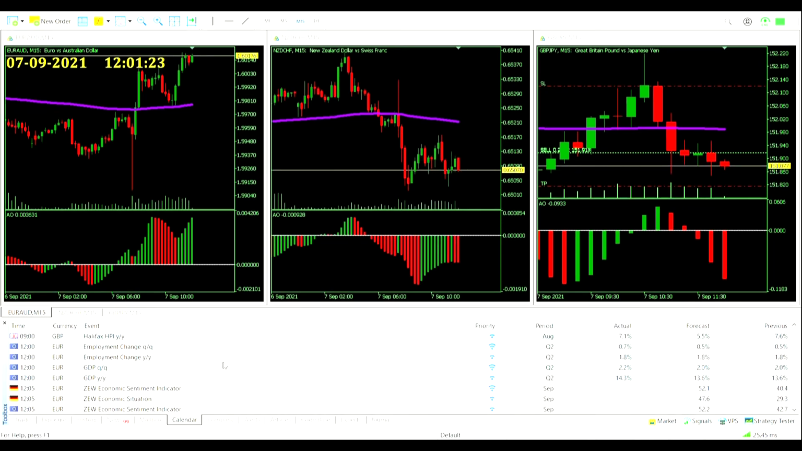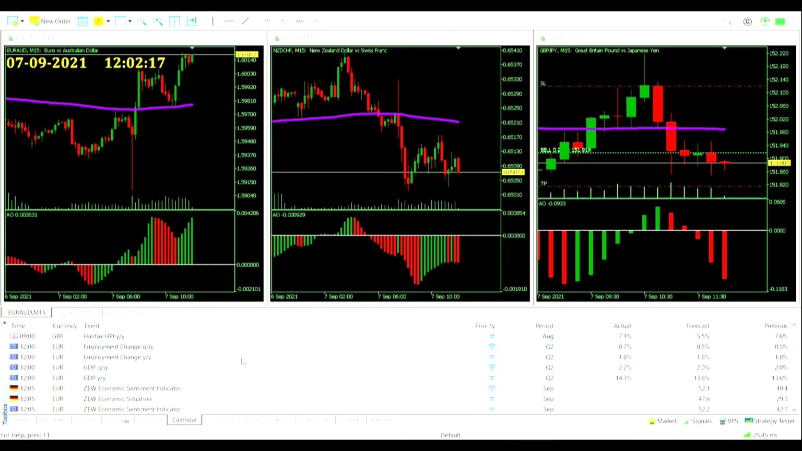There's our figures then. Employment change in the Eurozone quarterly, 0.7% actual against 0.5% forecast. Yearly, 1.8 against 1.8. GDP quarterly, 2.2 against 2.0. And yearly, 14.3 versus 13.6. So not too shabby against expectations. Still though, it's not like a full throttle recovery over there. Not really seeing much increase in volatility or volume off the back of these numbers.